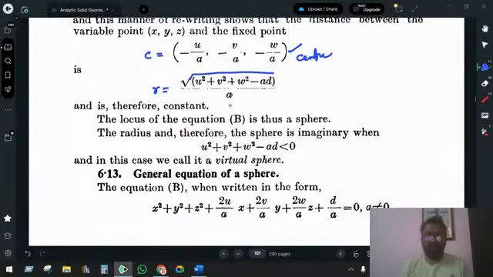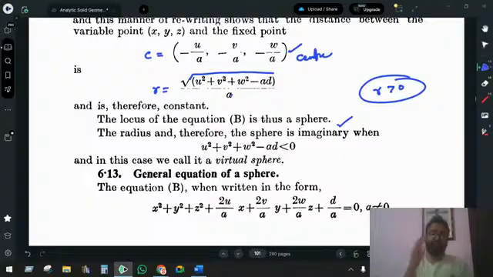The sphere is imaginary in this case. See, r should not be negative. R is a radius, it is positive. There is no sphere if the value inside the square root is negative, so that is not a real sphere, that is an imaginary sphere.